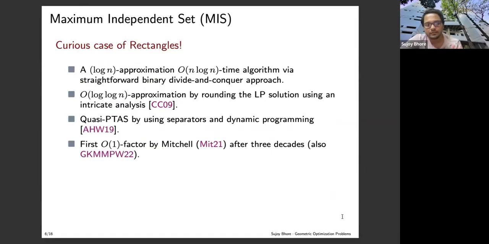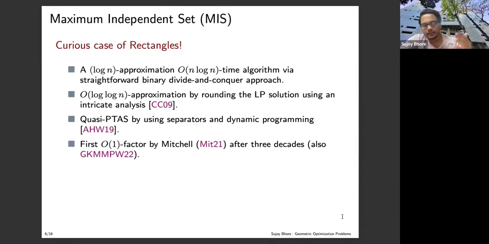The case of rectangles has been particularly fascinating for independent set problems. We know from the 90s that there is a log factor approximation with an n log n time algorithm via the standard binary divide and conquer approach. In 2009, it was shown that there is a log-log-n approximation by rounding the LP solution using somewhat intricate analysis. Then Adamaszek and others showed there is a QPTAS by using separators and dynamic programming.